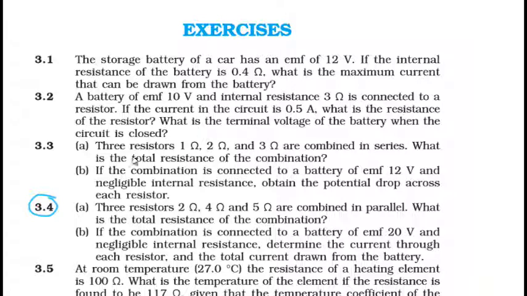Now let us see question number 3.4 part B. If the combination is connected to a battery of EMF 20 volt and negligible internal resistance, determine the current through each resistor and total current drawn from the battery.